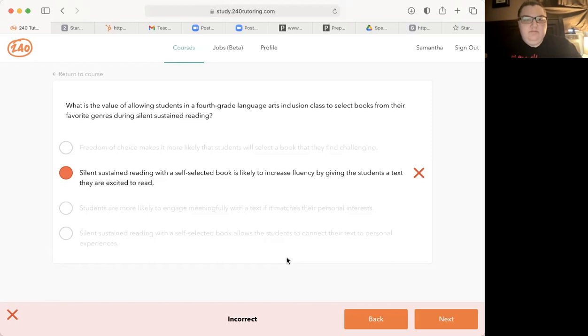Okay, so what is the value of, that means what's the point? What's the meaning behind allowing students in a 4th grade language arts inclusion class to select books from their favorite genres during SSR, silent sustained reading.